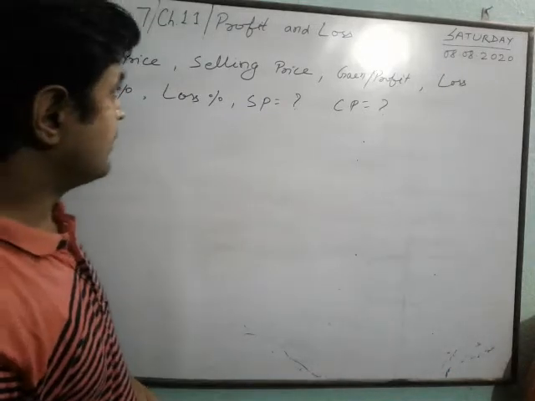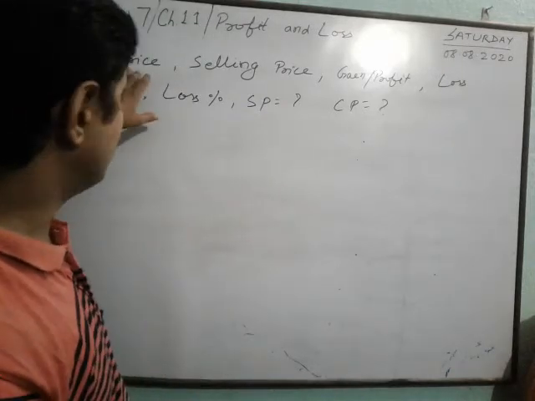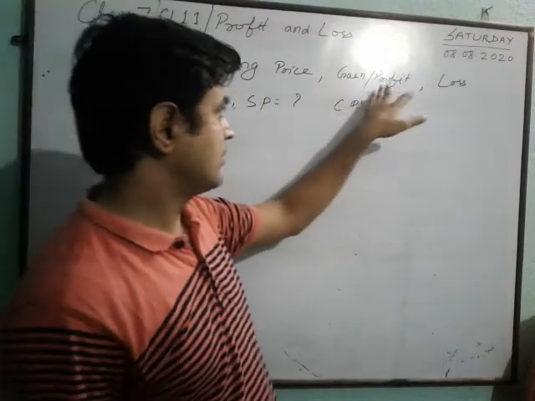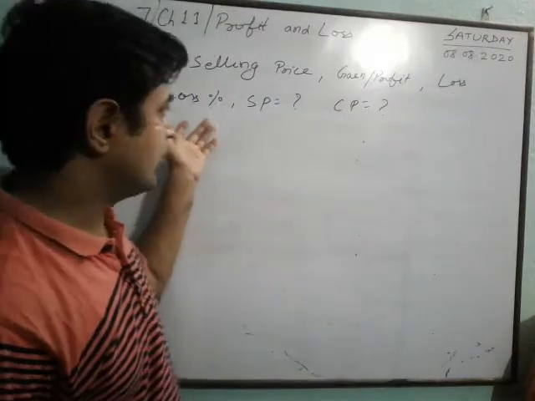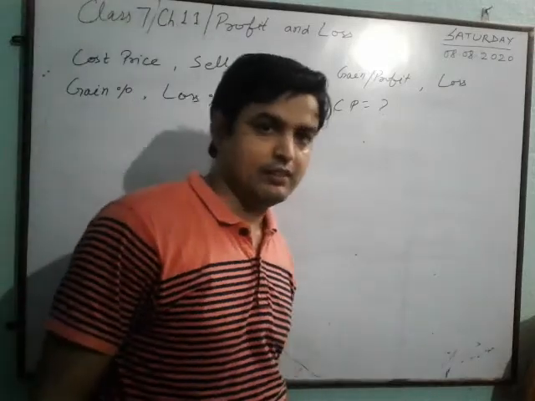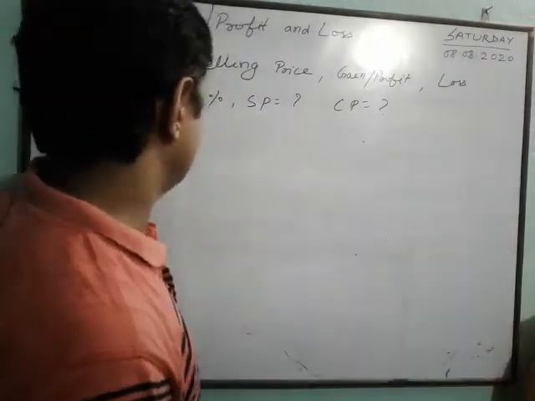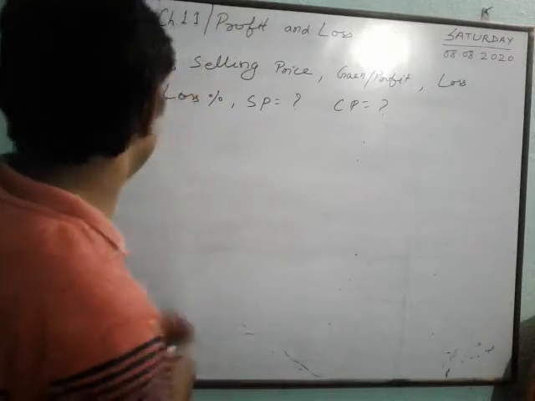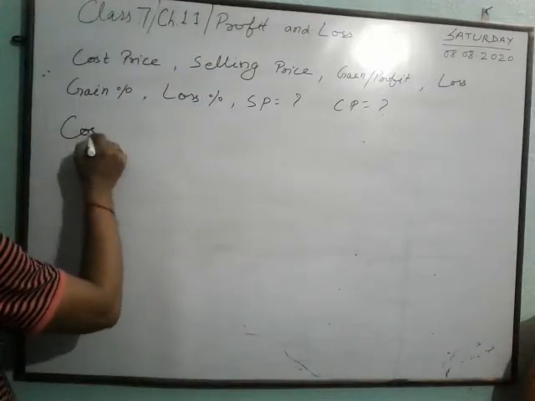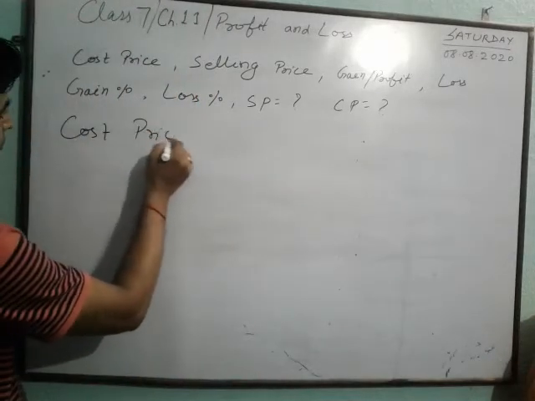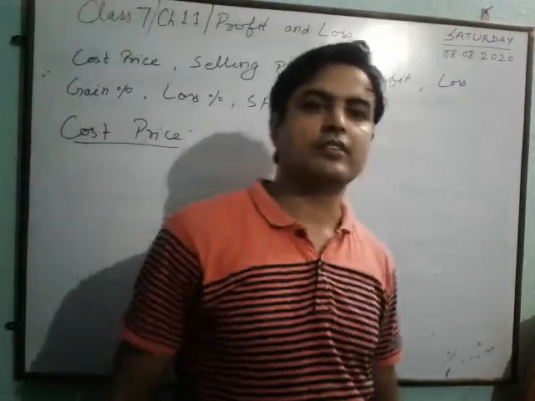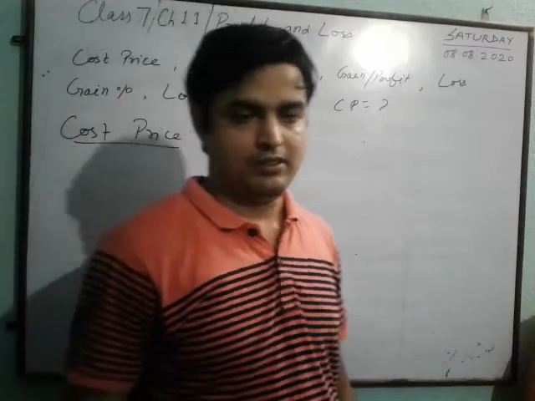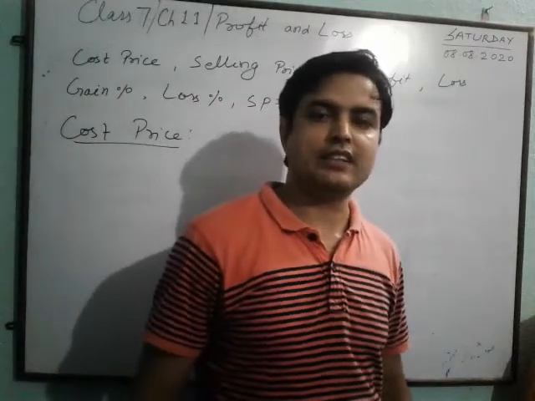The related terms under this topic are cost price, selling price, gain or profit, loss, gain percent, loss percent, etc. Let us define this one by one. First is cost price. Cost price is the price at which we buy or purchase an article.